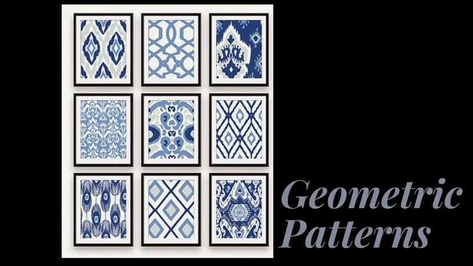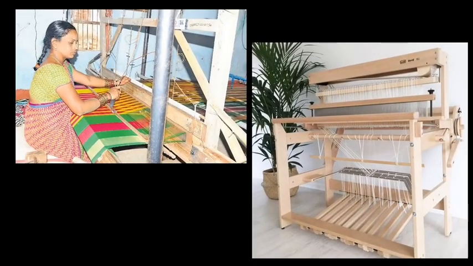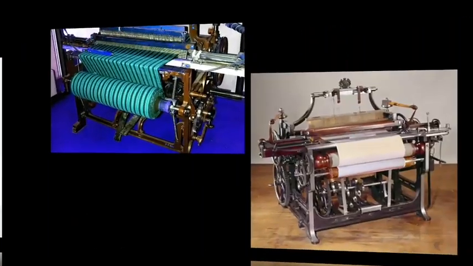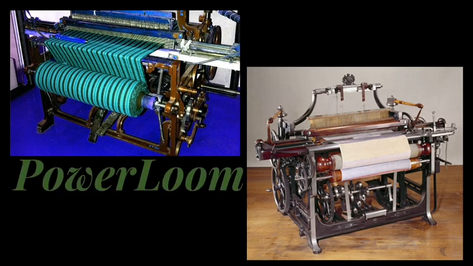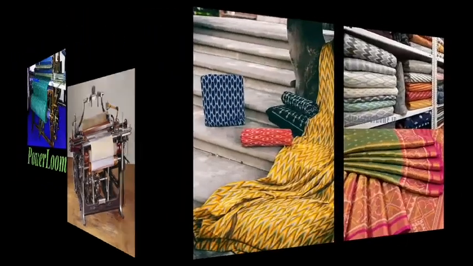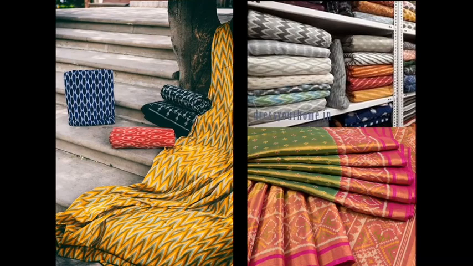Here is a picture of geometric patterns. Handloom. So these are the mechanized looms. In other words, these are called power looms, which run with power. These are the different varieties and patterns of fabric, Ikat fabric.